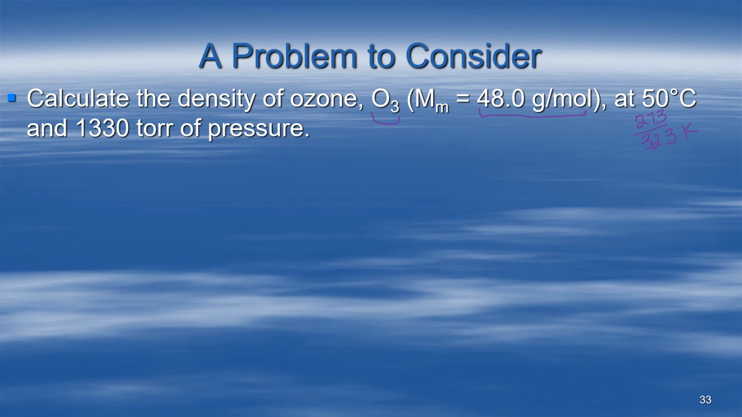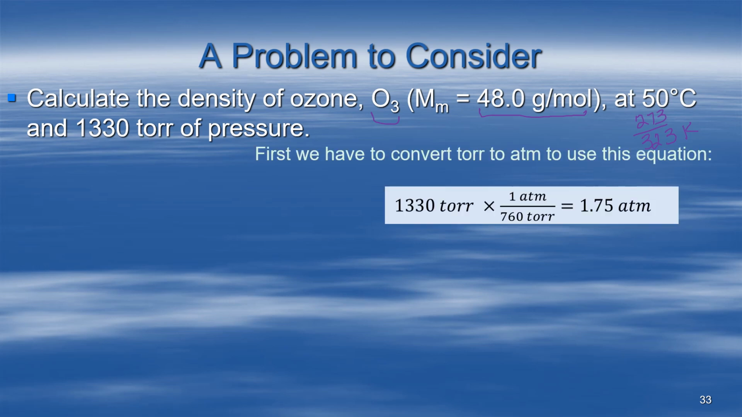Before we do anything else, we have to convert torr to atmospheres. Remember that 1 atmosphere equals 760 torr, so we take our torr divided by 760. If this was millimeters of mercury, it's the same thing, we divide by 760. So our pressure is 1.75 atmospheres. Whenever using R, you have to convert volume to liters and pressure to atmospheres.